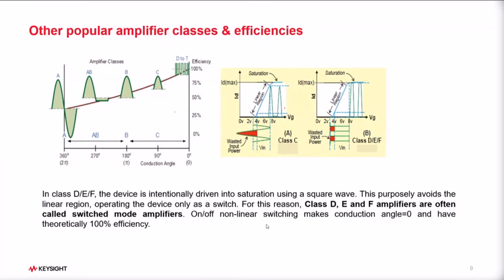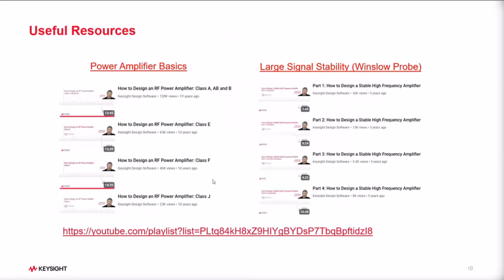So those are usually called switched mode amplifiers because you almost operate at a very high level. So it's almost like a square wave, which is making your conduction angle 0. And theoretically, you can achieve 100% efficiency because you are almost operating like a switch. So you have a very low DC consumption, but everything you gain out of that is power in there. So that's a quick refresher on amplifier classes.